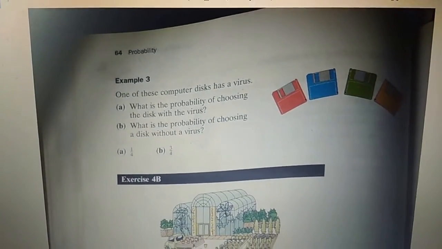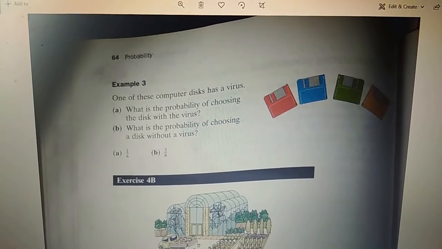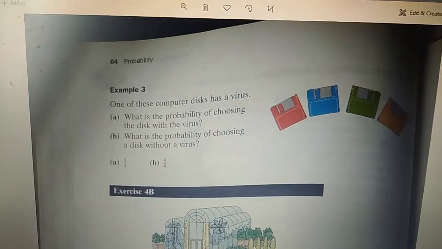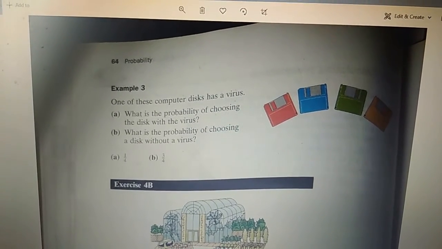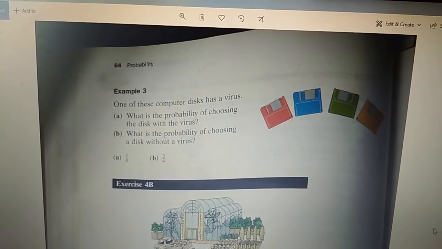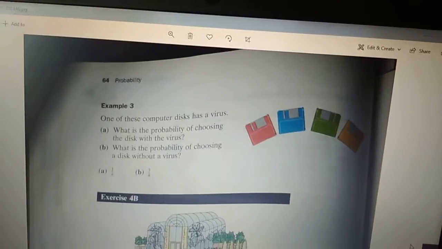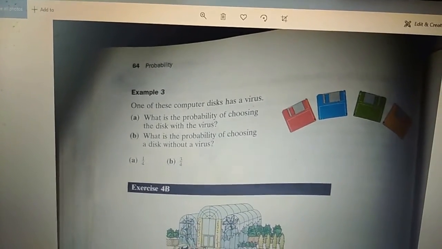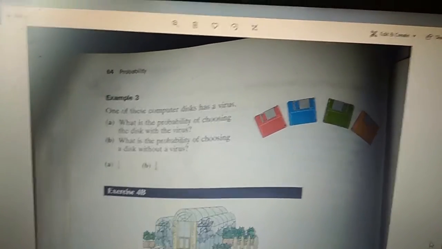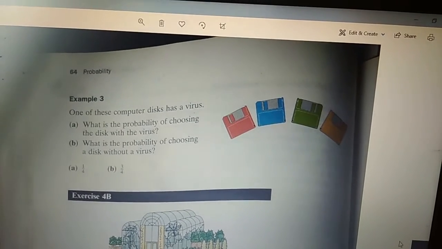An example is given here. It says that one of these computer disks has a virus. As you can see, some pictures of disks are given, 4 disks. The question is, there are 4 disks, so what is the probability of choosing the disk with the virus? Out of these 4 disks, one has a virus. What is the probability?